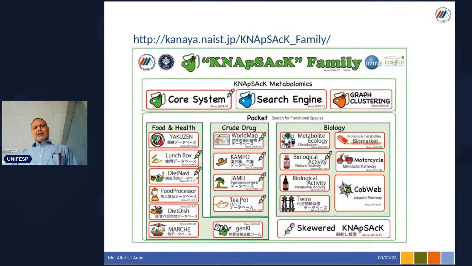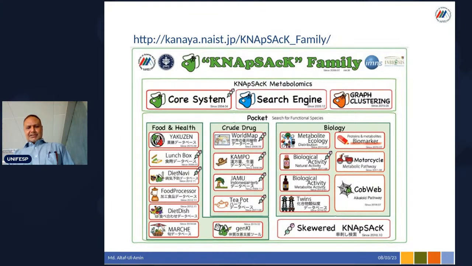If you go to the internet and search for the KNApSAcK family database, you will get to this window, and here is the core system. By clicking here, you can access the species metabolite relational database, and also in our lab we have developed some graph clustering algorithms about which I will discuss next. But here I want to say that by clicking this button, you can have our tools of graph clustering.